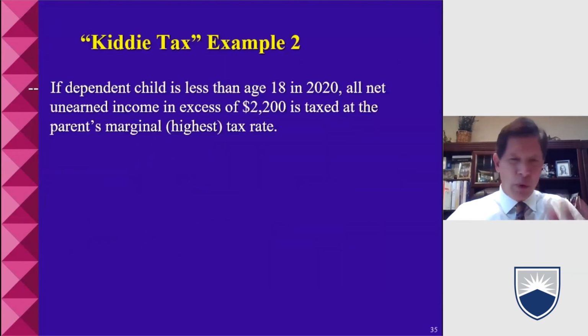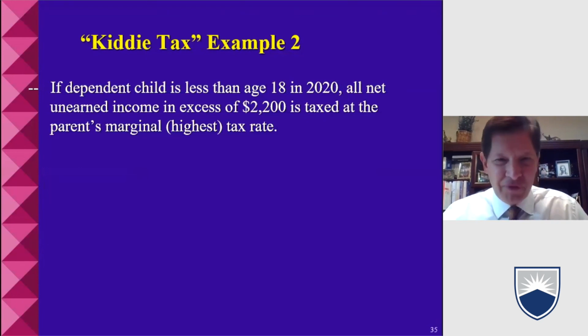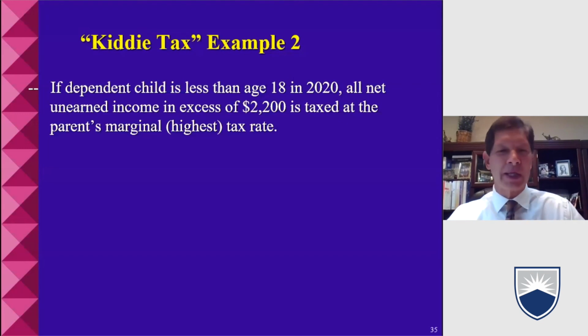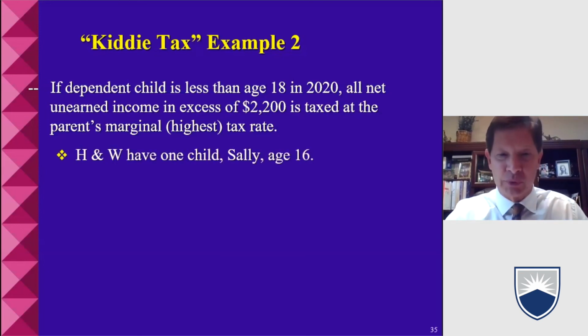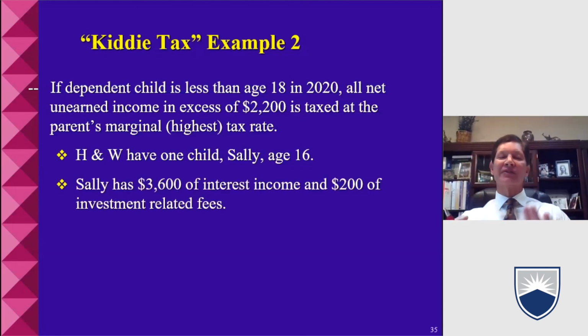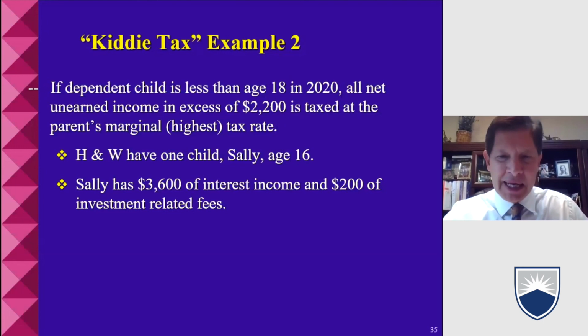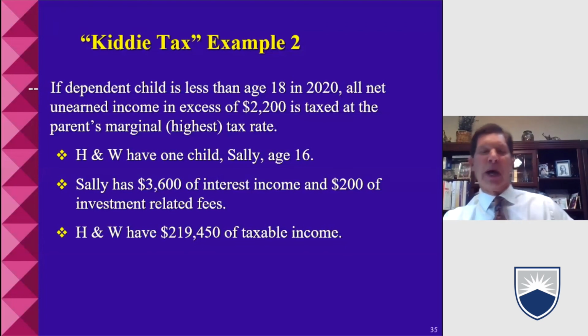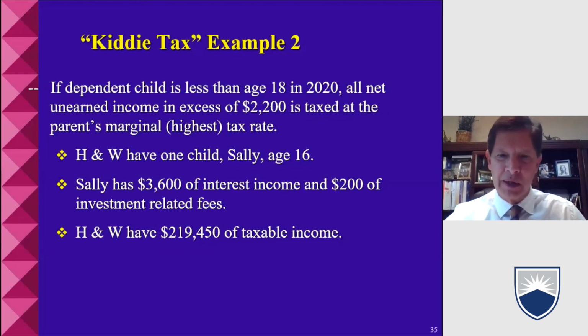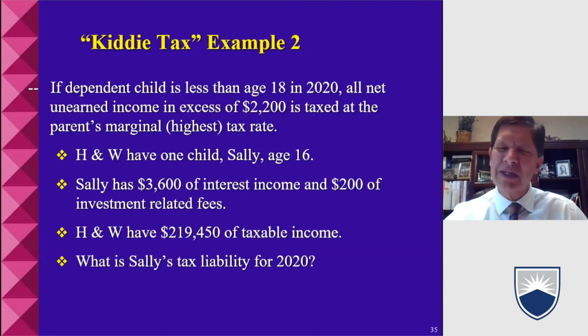Okay. Look at one more example here. If a dependent child is less than age 18 in 2020, all net unearned income in excess of $2,200 is taxed at the parent's marginal or highest tax rate. H and W have one child, Sally, age 16. Sally has $3,600 of interest income and $200 of investment-related fees. H and W have $219,450 of taxable income. What is Sally's tax liability for 2020?